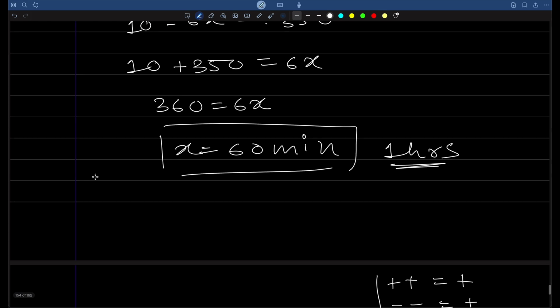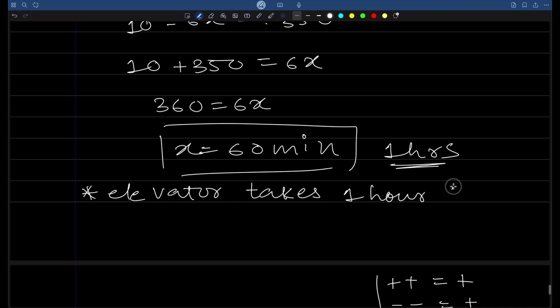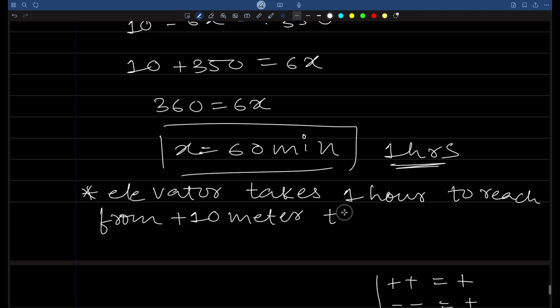So we can write the elevator takes 1 hour to reach from plus 10 meter to minus 350 meter.